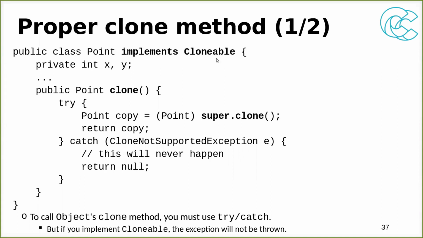If it does, it's okay. If it doesn't, it will throw this exception. In this case, it has implemented the Cloneable interface, so it will proceed to the next step, which is to create an instance of this Point class. That's the second step. The third step is, for each instance variable of the Point class, it will make use of the assignment operator to make a copy of it.